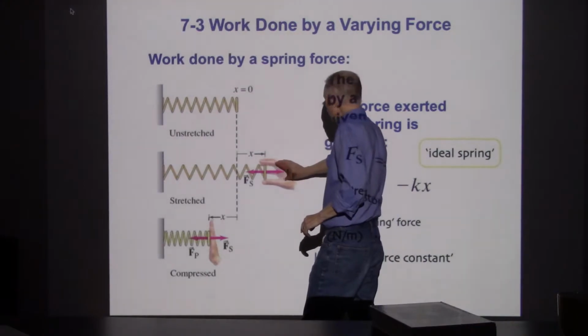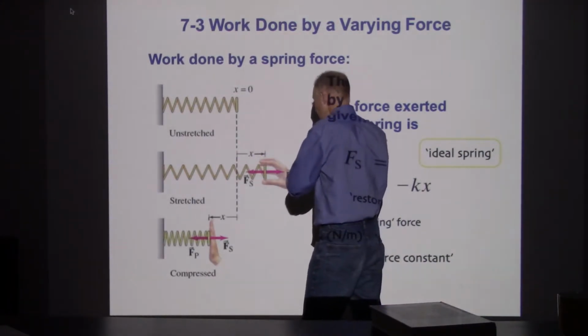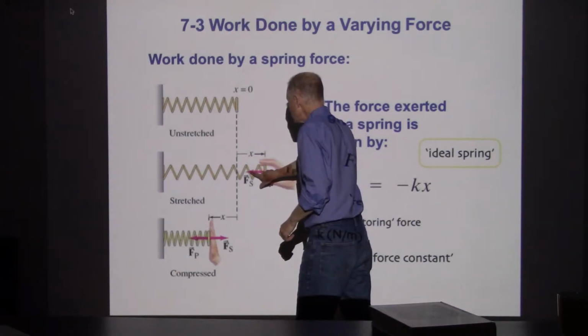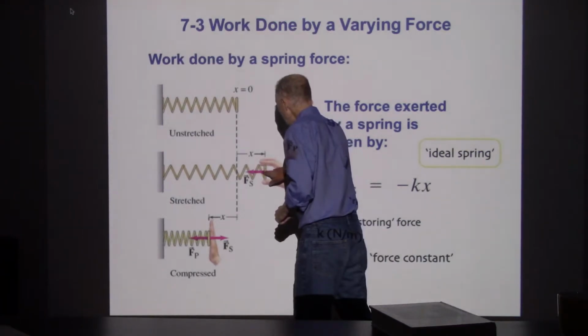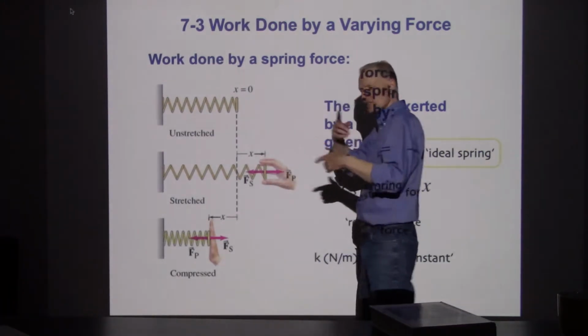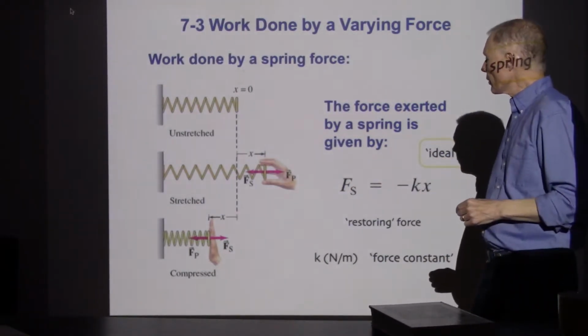So I'm exerting a force on this and pulling it out. The force I'm pulling with is in the direction of displacement, and that means I'm transferring energy in. Meanwhile, the object's not picking up speed. What's happening is the force of the spring is taking that energy away and storing it within the spring itself.